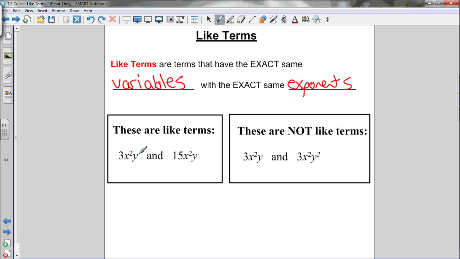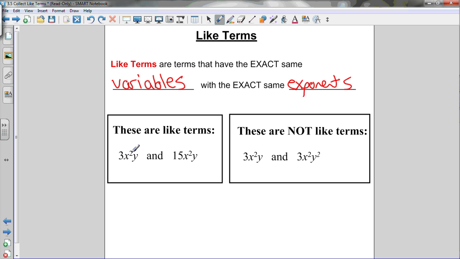So I've got two terms here. Below here, in this box, I have an example of two like terms. And in this box, I have an example of two terms that are not like terms. So let's look at why these terms are like terms first. So I have 3x squared y and 15x squared y. Both of these have the exact same variables with the exact same exponents.